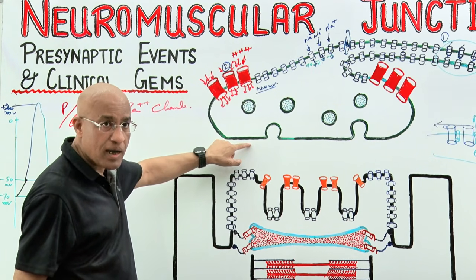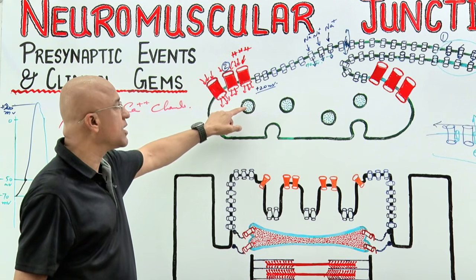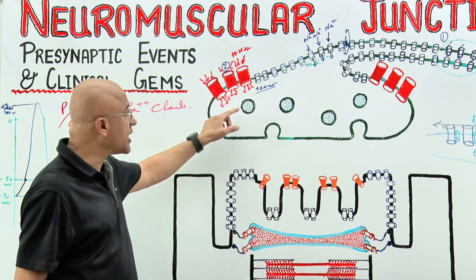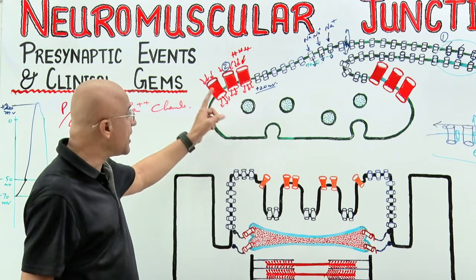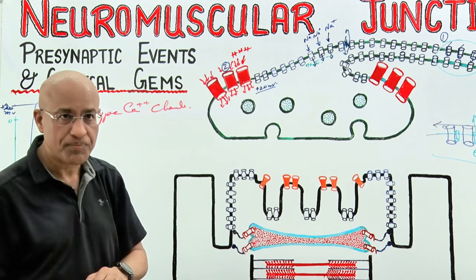membrane and unload the neurotransmitter here. Now we will talk about where these vesicles come from, what kind of neurotransmitters are here, and how calcium alters the behavior of these vesicles.